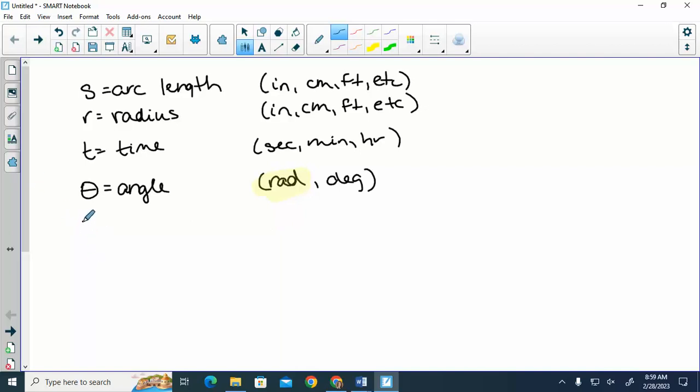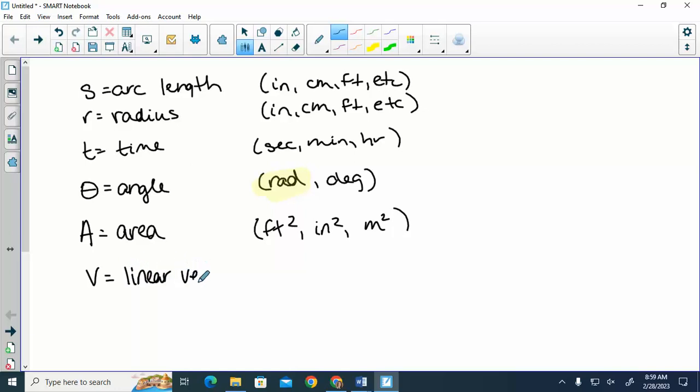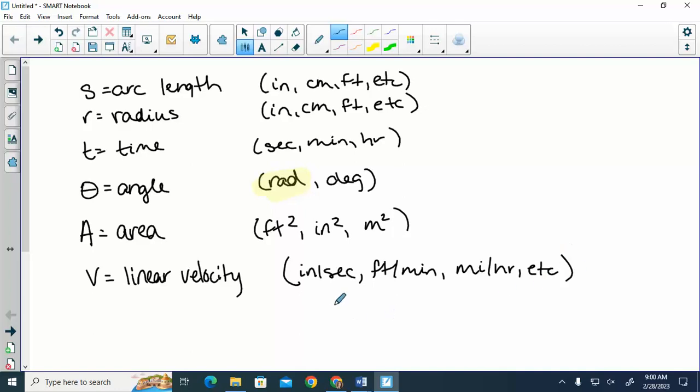Alright, what is capital A? Area. Okay, so it'll be something like square feet, square inches, square meters. V? Linear velocity. Okay, so it's a velocity, so your units will be a rate. So inches per second, feet per minute, miles per hour, and so forth. So when you see those rates, it's either V or omega.